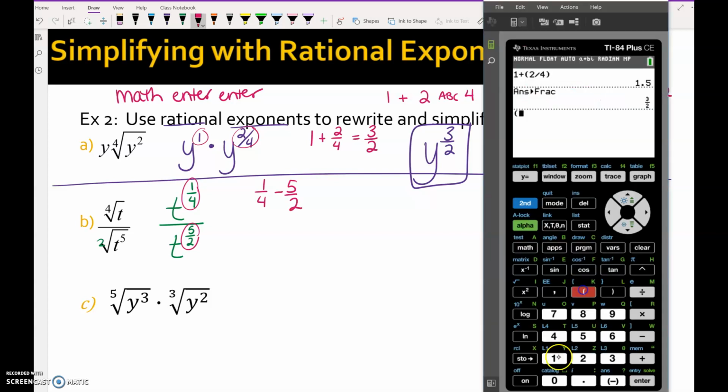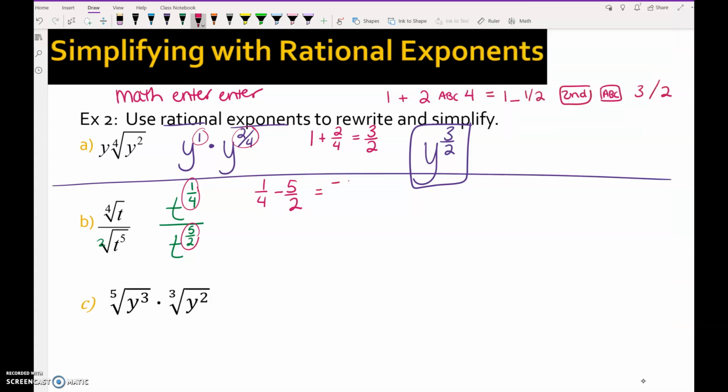Try that on your calculator. 1/4 minus 5/2. Get it changed into an improper fraction. This means we have t raised to the -9/4. We cannot have negative exponents. So t to the 9/4 needs to go to the bottom. Can't have a naked numerator. What number is in the numerator? 1. And that would be our final answer.